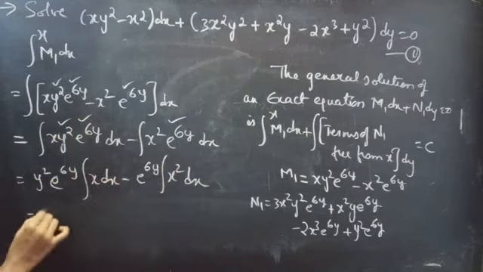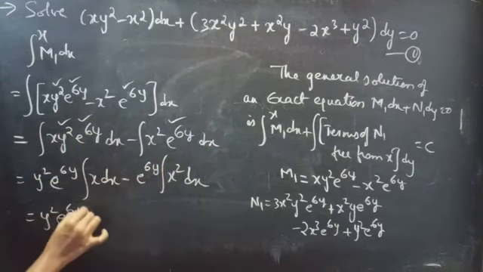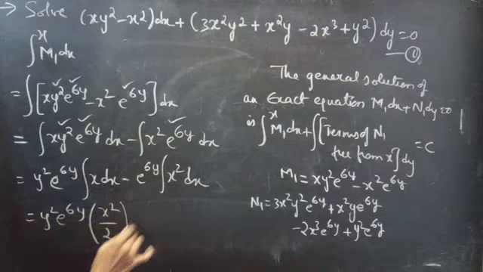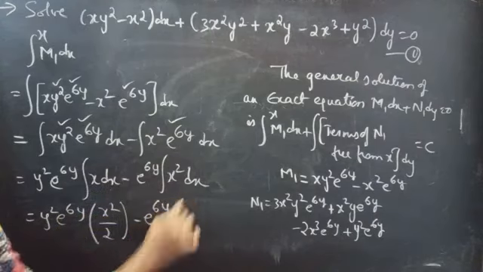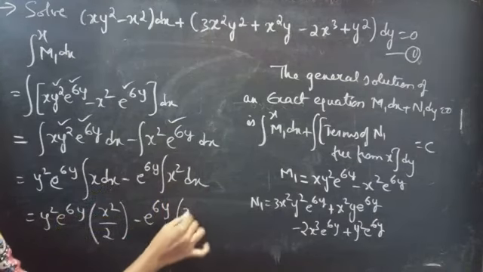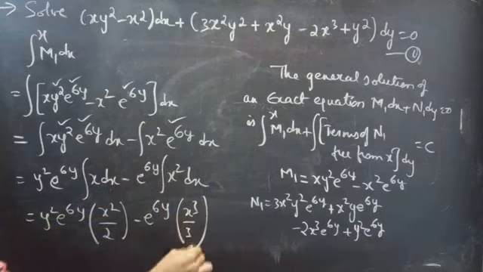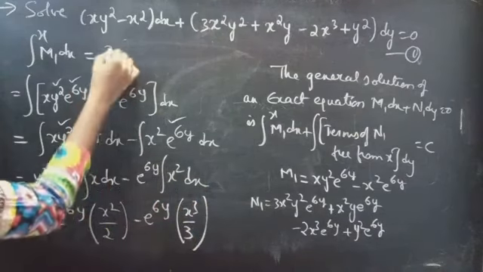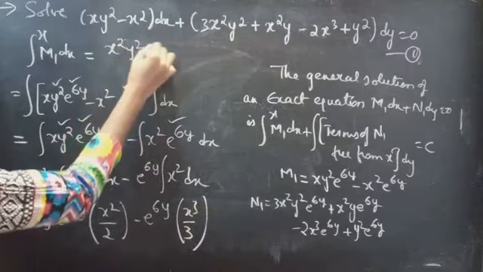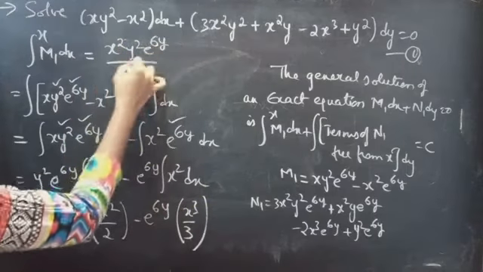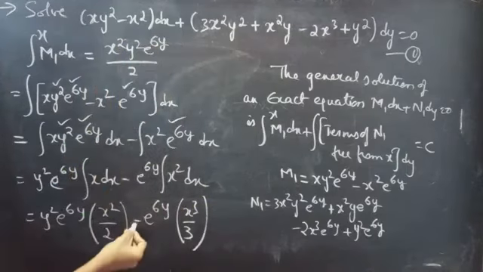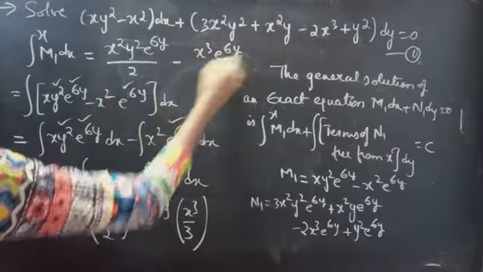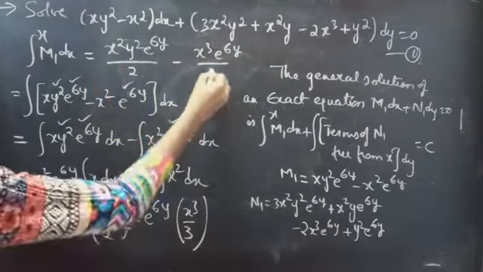which is equal to y square e power 6y into integral x dx, which is x square by 2, minus e power 6y into integral x square dx, which is x cube by 3. This is equal to x square y square e power 6y by 2 minus x cube e power 6y by 3.